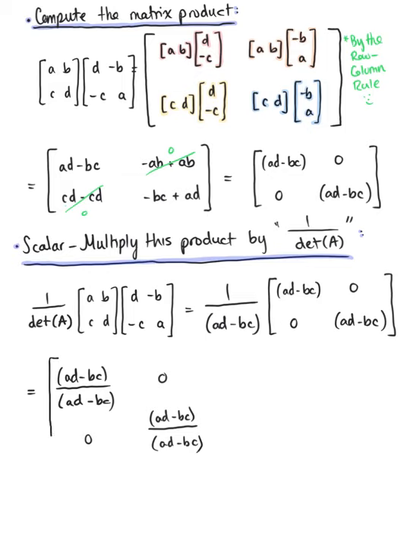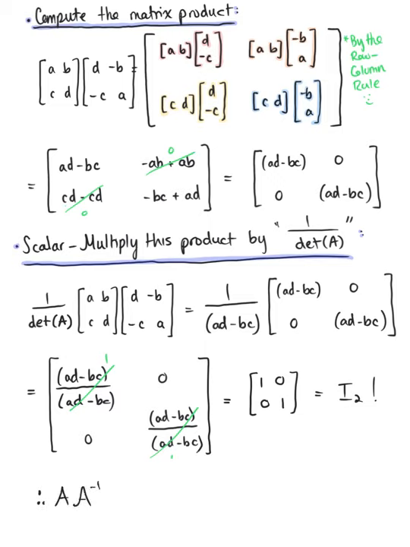And look at all this beautiful cancellation. We see the entry in the first row, first column cancels to 1, and the entry in the second row, second column also cancels to 1, leaving us with that 2 by 2 matrix, 1, 0, 0, 1, which is the 2 by 2 identity matrix. Woohoo! And so we have exactly what we wanted to show. We have shown that matrix A multiplied by this inverse formula is, in fact, equal to that 2 by 2 identity matrix.